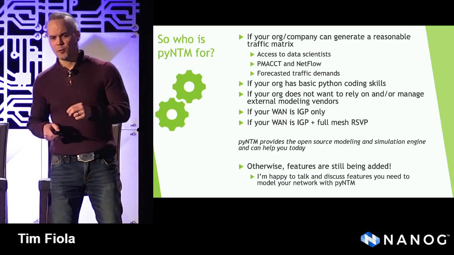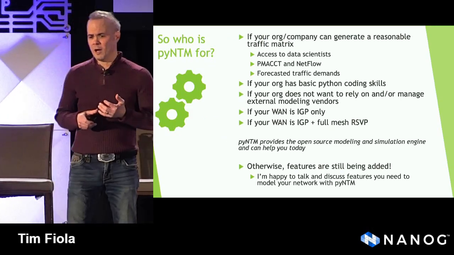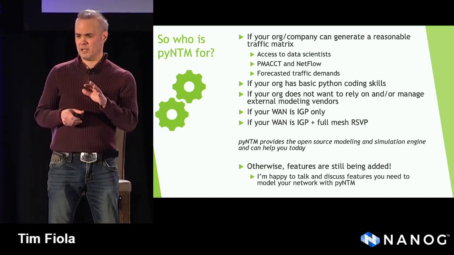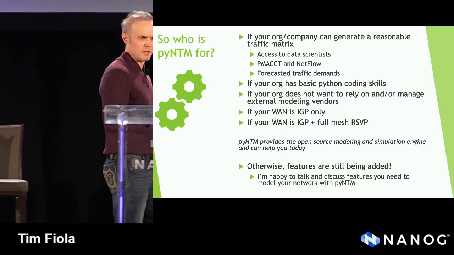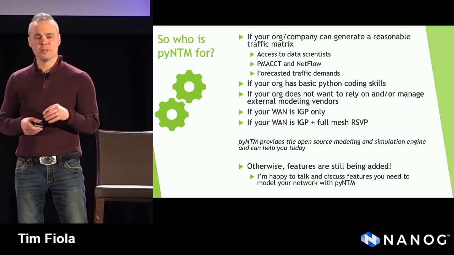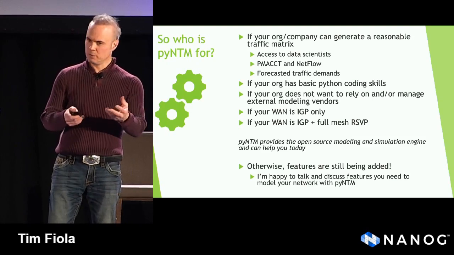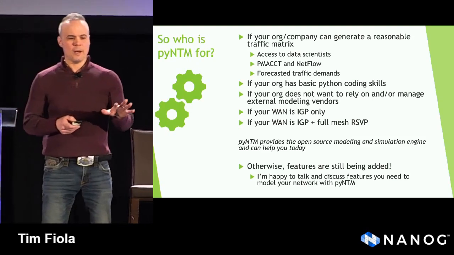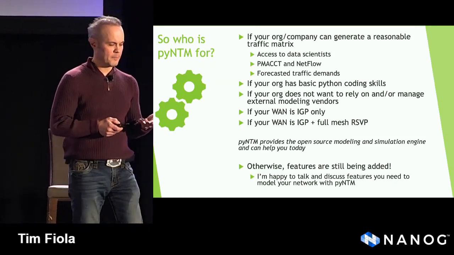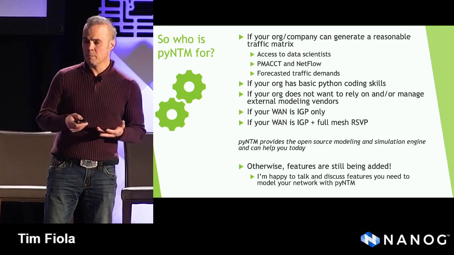Okay. So who is this for? If you have access to a reasonable traffic matrix, if you have coding skills for Python, if you don't want to rely on external vendors, and oftentimes that's a cultural thing within a company. If your WAN is IGP only, or if it's IGP plus full mesh RSVP, you can start using it now and at least kick the tires. I love the feedback. Otherwise, look, I'm still adding features. I have some feature requests that were submitted. I would love more. I'd love to see what the needs are of the community to open source the modeling engine.